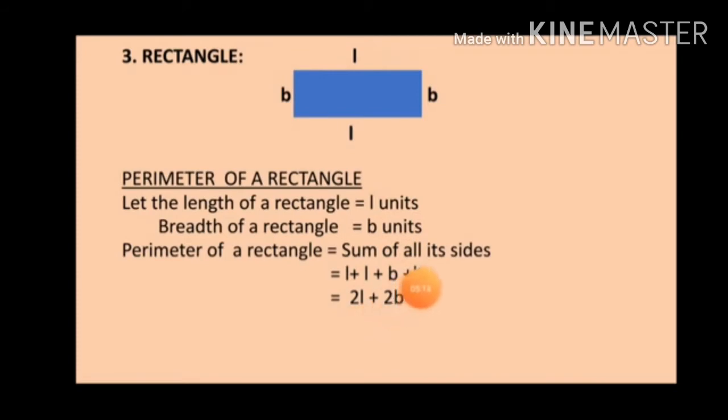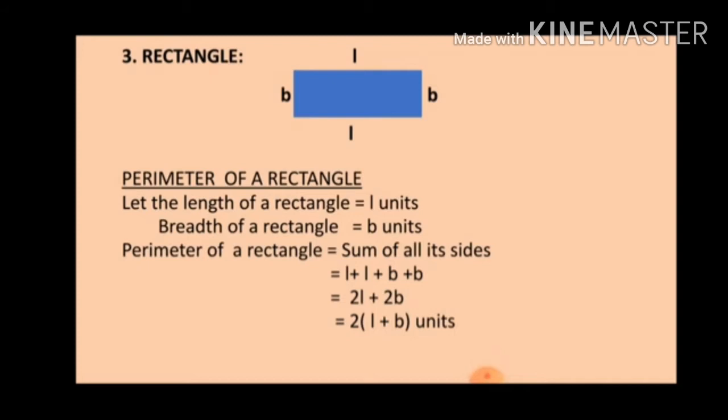Then, while adding the similar variable B with B, we get 2 times B. You can see this 2 is common in both the terms, so we take it out as a common number, and the rest of the terms we write inside the bracket. So it is written as 2 multiplied with L plus B units. So the perimeter of a rectangle can be given by 2 into L plus B units.